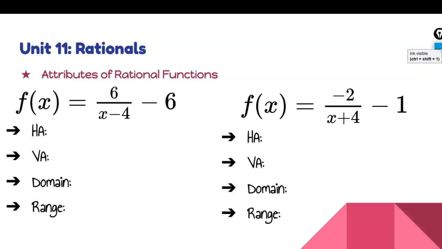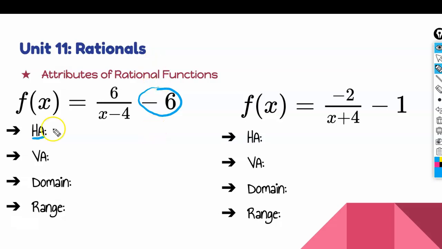Now for this, don't even need to pull up Desmos. We can figure this stuff out from here. So starting out with the first function, my horizontal asymptote. Now from this equation alone, I can find the number that is going to be the equation for my horizontal asymptote. And that is the big number that is either adding or subtracting on the outside. So here that -6 is my horizontal asymptote. That will give me that my horizontal asymptote is y equals -6.